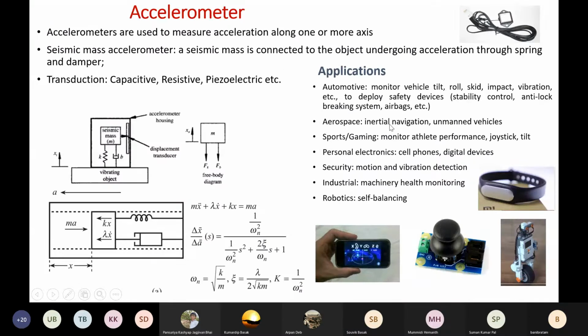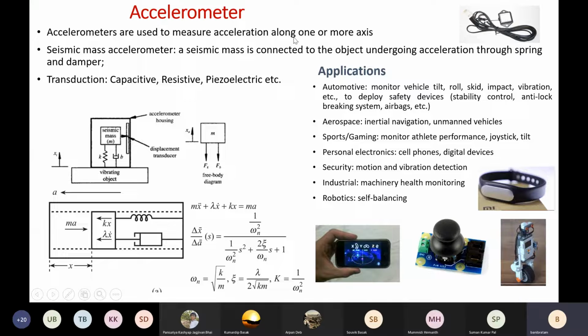Okay. So the next sensor is your accelerometer. So accelerometer, what will it measure? It will measure the acceleration or the vibration, and it can measure 1 axis, 2 axis, 3 axis like this, depending on your requirement.